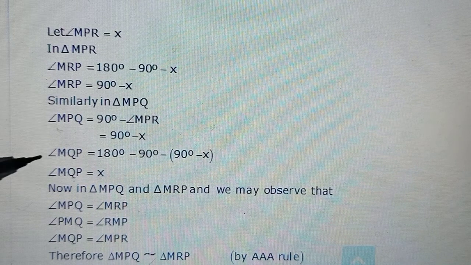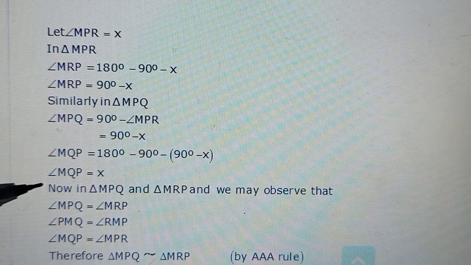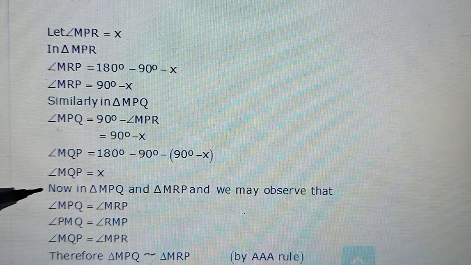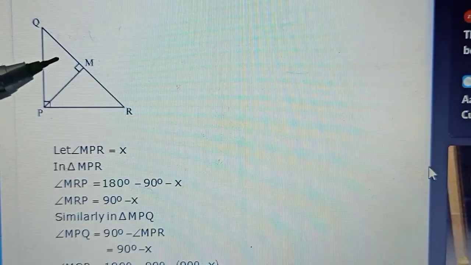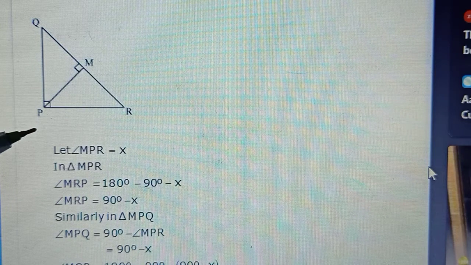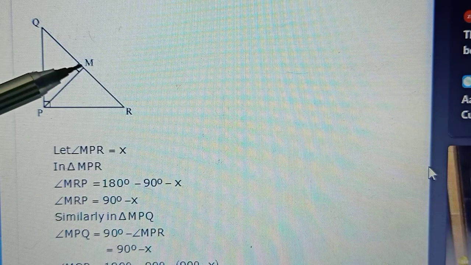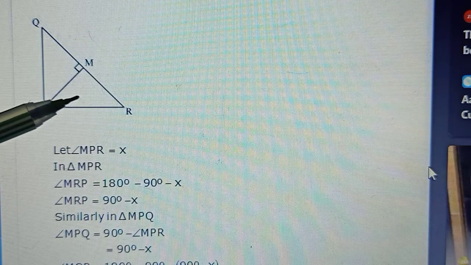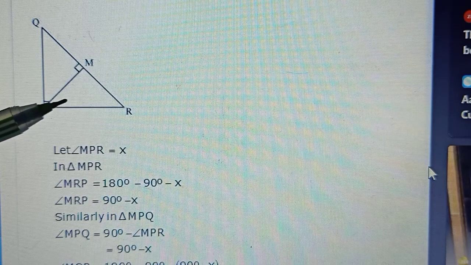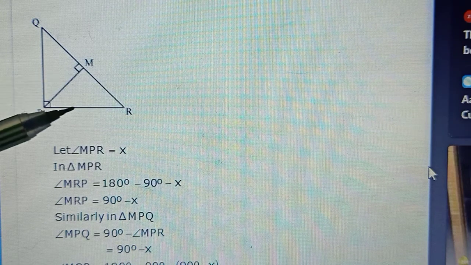So this is how you can write what I was explaining just now. And now we will focus on the two small triangles that we had there. See these two, MPQ and MRP. These two small triangles that we are getting inside, we will prove them similar. Actually, we have already said that they are similar. And why are we taking them similar?